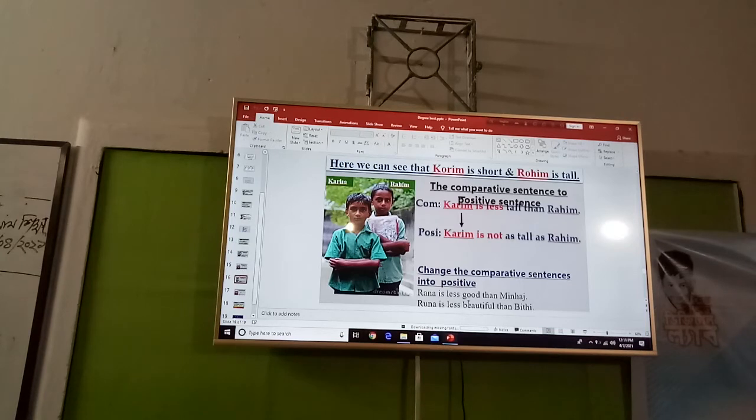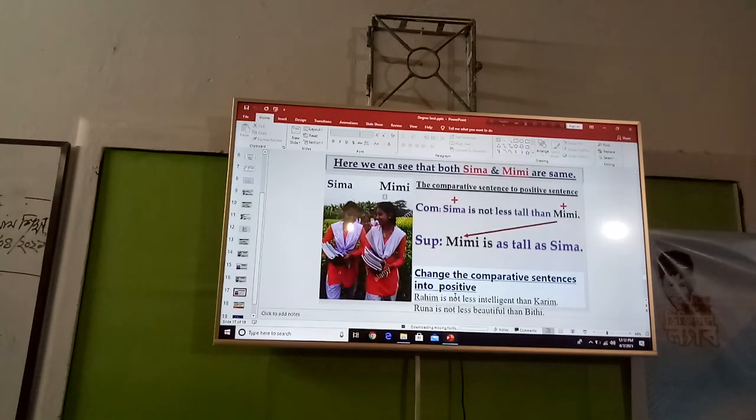Corin is less tall than Rohin. Here the word "less" is used. So you can take the subject Corin as the subject of the positive sentence. That means Corin is not as tall as Rohin. The next sentence: Rana is less good than Minhaj. Here also "less" is used. So you can say Rana is not as good as Minhaj. The next sentence: Runa is less beautiful than Bithi. So you can say in the positive sentence, Runa is not as beautiful as Bithi. Okay. Now go to the other sentence.